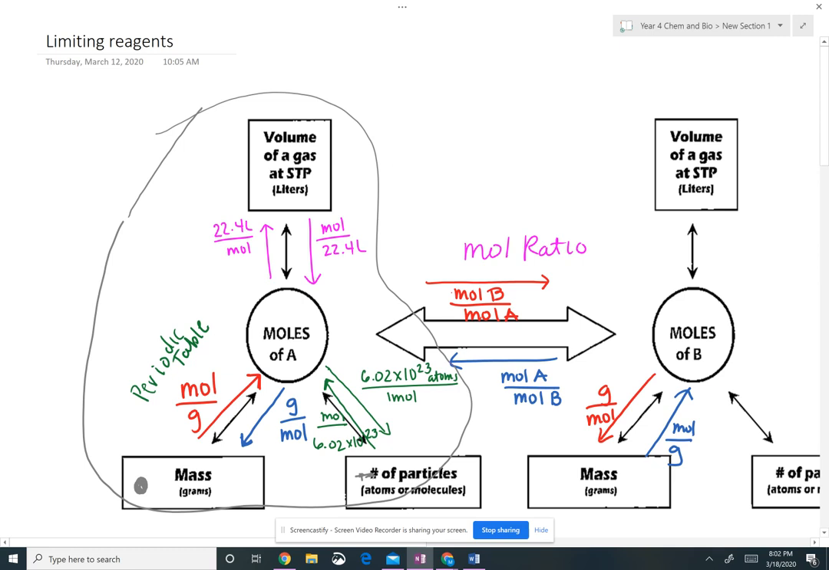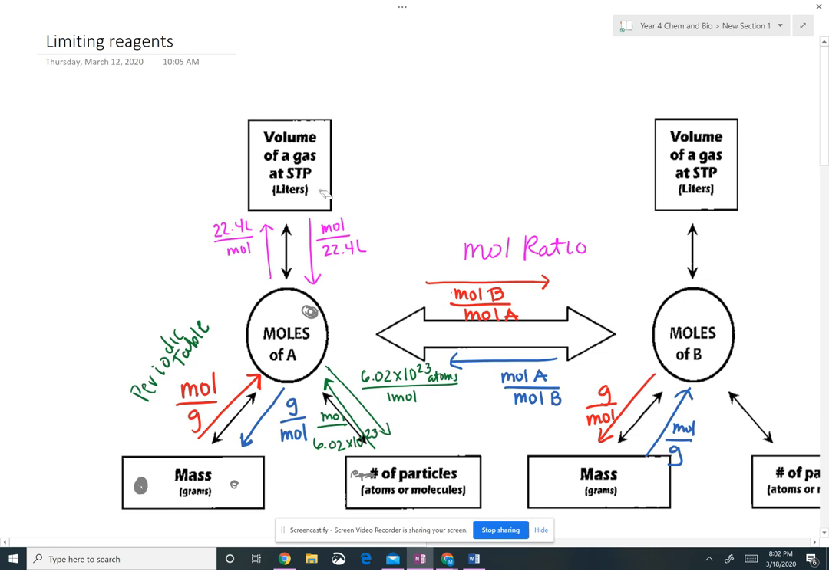You will notice that in order to go from the mass of one thing to particles to liters, you have to pass through moles in the middle, right? So you need to get to moles, and then from moles you can get to the other one. Those are some of the big takeaways that I want you to focus on.